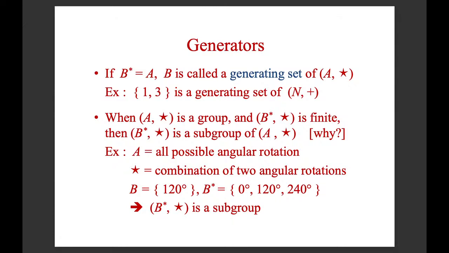If B star turns out to be equal to the original set A that we are looking at, then we call B a generating set of A star. So 1, 3 is a generating set of N plus.